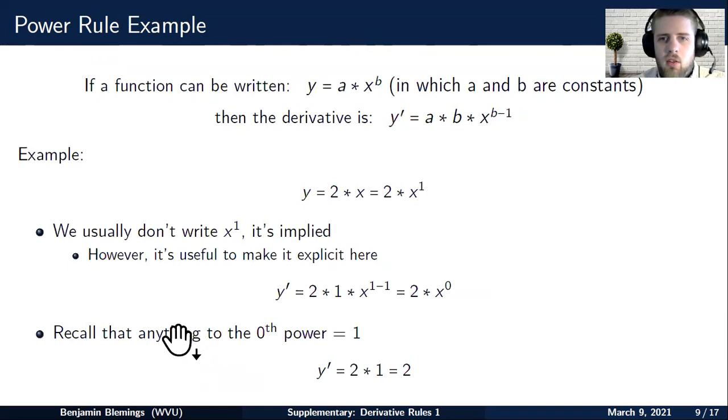And so an example like the one we did in the last slide is y equals 2 times x equals 2 times x to the first. We usually don't write x to the first. It's just kind of awkward. It's already implied. However, it's useful to make it explicit here so we can see how the power rule works. We say, all right, y prime equals 2 times 1 times x to the 1 minus 1, which equals 2 times x to the 0. And anything to the 0th power equals 1. And so we have y prime equals 2 times 1 equals 2. Simple. I'm pretty sure you all knew that, but hopefully expanding it a little helped you see the machinery going on underneath.